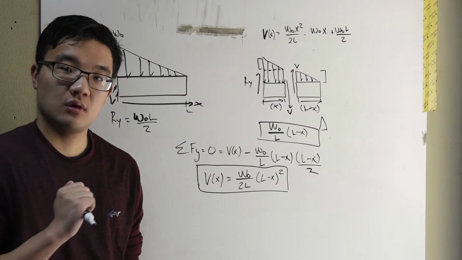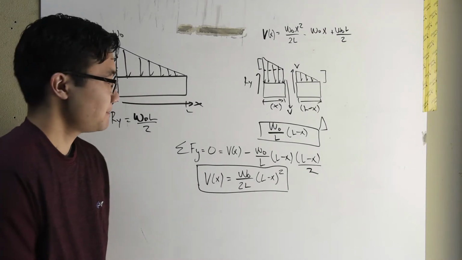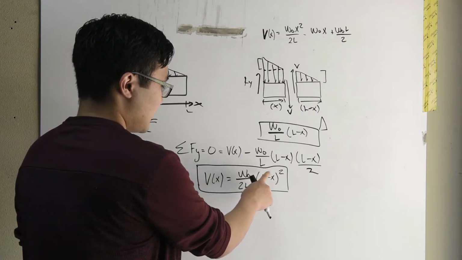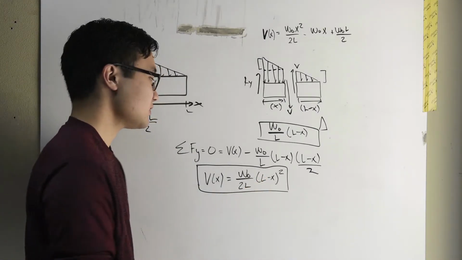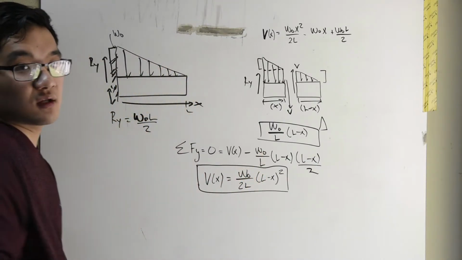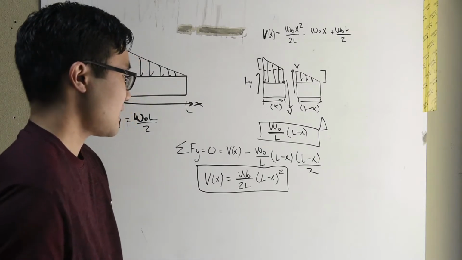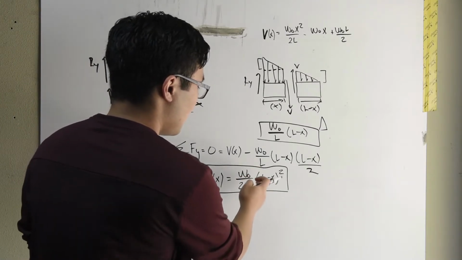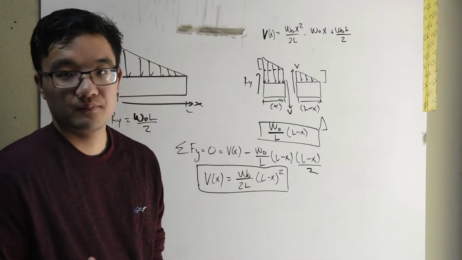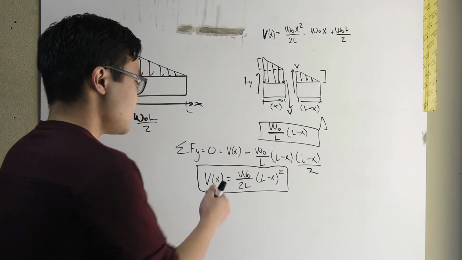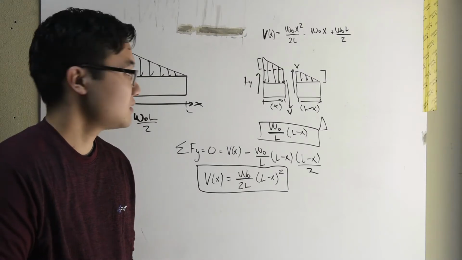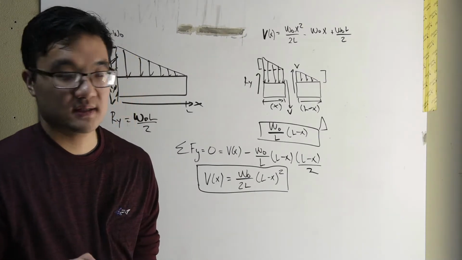But does it still work? Let's check. When x is equal to 0, we get L squared here. W naught L squared over 2L, one of the L's cancels. W naught L over 2. W naught L over 2. That works. What about when x is equal to L? Well, when x is equal to L, L minus L is 0. 0 times W naught over 2L is 0. So it's satisfied. So this is another way to represent that shear force as a function of x. Simply solved it right to left.